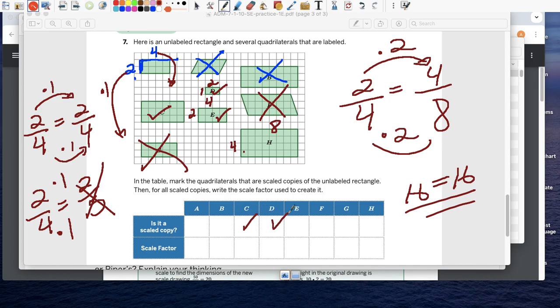C, D, E, and H. What was the scale factor for C? It was 1.5, right? Scale factor for D was a half. We multiply everything by half. For E, this one, the scale factor was 1 because it resulted in the exact same copy. Remember, if it's greater than 1, it's going to be bigger. If it's equal to 1, it's going to be the same. If it's less than 1, like a half, it's going to be smaller. And H was multiplied by 2, and it got bigger.